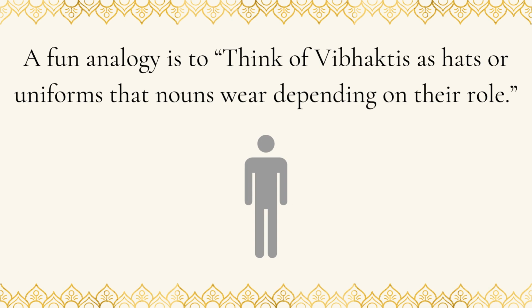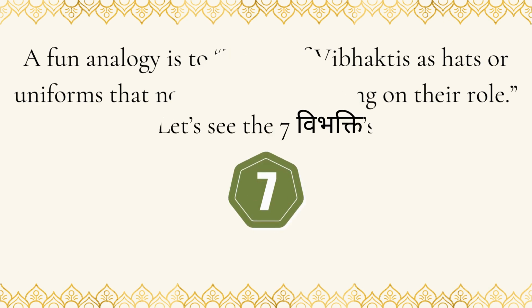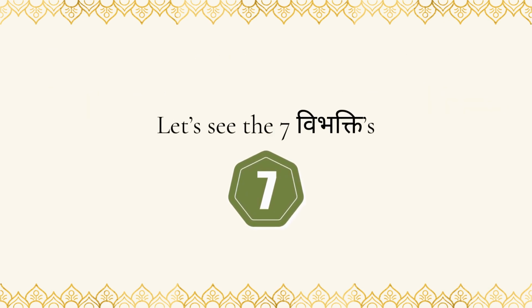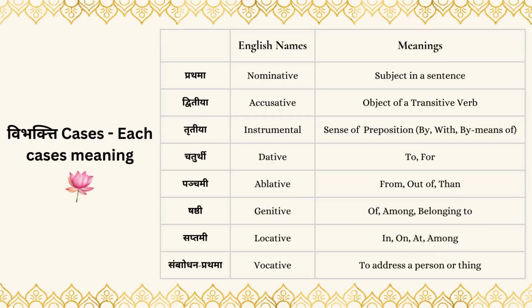Imagine nouns putting on different uniforms depending on the work they're doing, like a doctor, a pilot, or a teacher. Each Vibhakti tells us the noun's job, whether it's the subject, the receiver, or even the location. There are 7 Vibhaktis. Let's say them one by one. This is a table which tells you what is the name in English as well as its meaning.